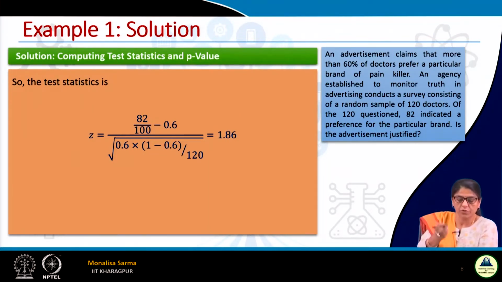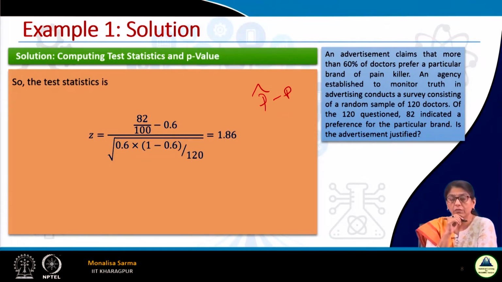That is the Z distribution. What is the value for this? It is p cap minus p, divided by sigma by root n. What is the standard deviation for the binomial population? We get p into 1 minus p, so this is p into 1 minus p.